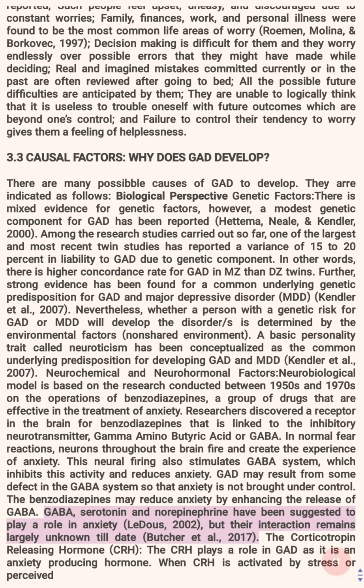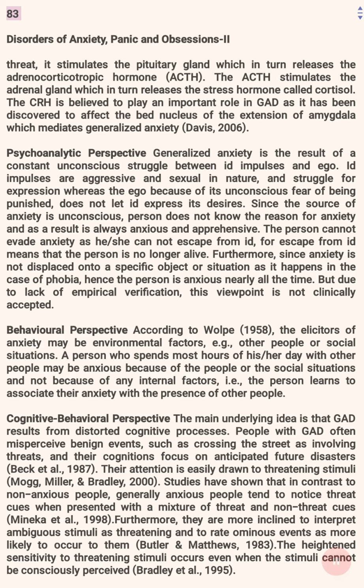GABA, serotonin and norepinephrine have been suggested to play a role in anxiety (Ladouceur, 2002). But their interaction remains largely unknown till date (Butcher and others, 2017). The corticotropin-releasing hormone, CRH. The CRH plays a role in GAD as it is an anxiety-producing hormone. When CRH is activated by stress or perceived threat, it stimulates the pituitary gland which in turn releases the adrenocorticotropic hormone, ACTH. The ACTH stimulates the adrenal gland which in turn releases the stress hormone called cortisol.